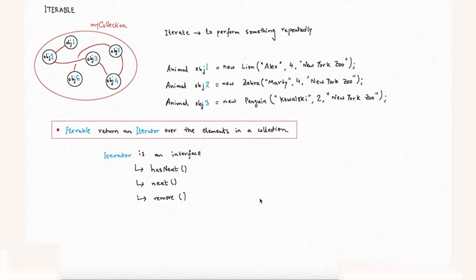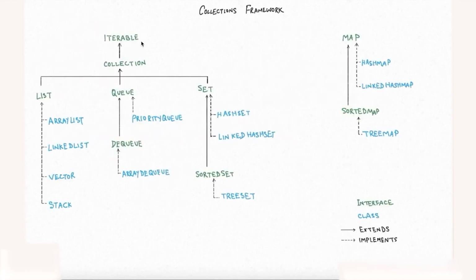Remember that iterable allows an object to be used in an enhanced for loop, and iterable has the ability to return an iterator over the elements in a collection. These two things, being able to see whether or not we have a next element, being able to get the next element, removing elements, and using all the elements in an enhanced for loop to go through them one by one, all of these are the most basic abilities that we need in order to work with any collection. And since they are the most basic things that we need for any collection, that is why iterable is the root of this tree. It's at the very top.